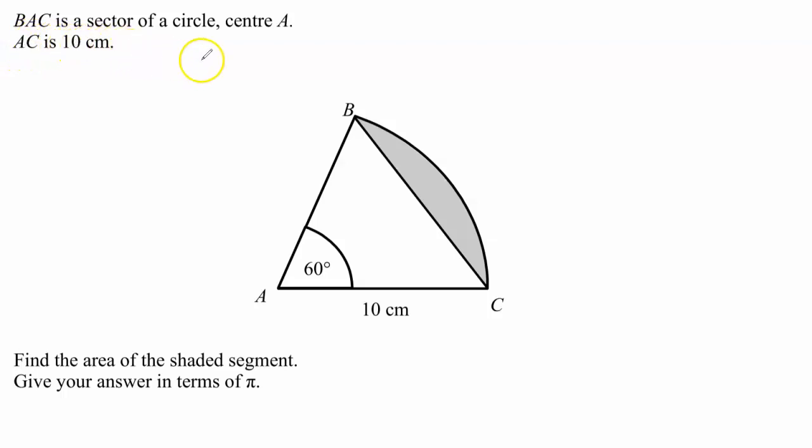BAC is a sector of a circle, center A. AC is 10 cm. Find the area of the shaded segment. Give your answer in terms of pi. This is the diagram. We would see that this diagram here is a sector of a circle.